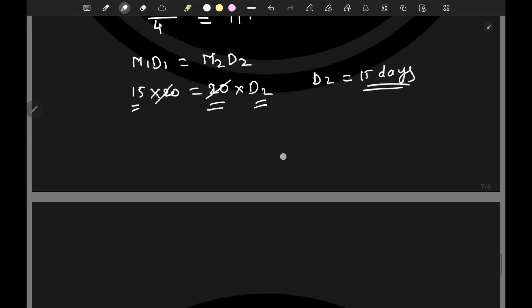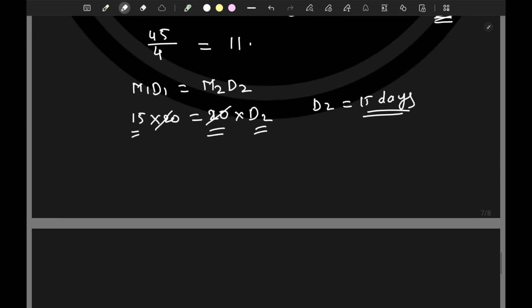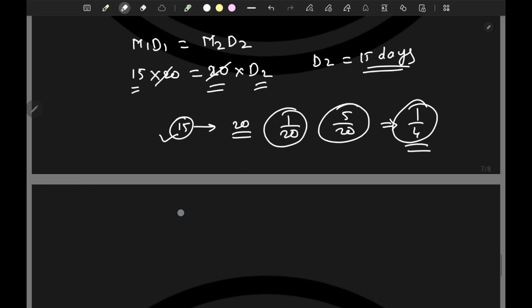But this is not what is asked, right? What they have asked is, in 5 days, how much portion will get completed by these 15 men? We know 15 men are working for 20 days. So for one day they are completing 1 by 20th of the work, and hence in 5 days they will complete 5 by 20 of the work, right? And hence it will be how much? 1/4 of the work will be completed by these 15 men. Can I say that? Yes, I can say that. Now the remaining work will be how much?